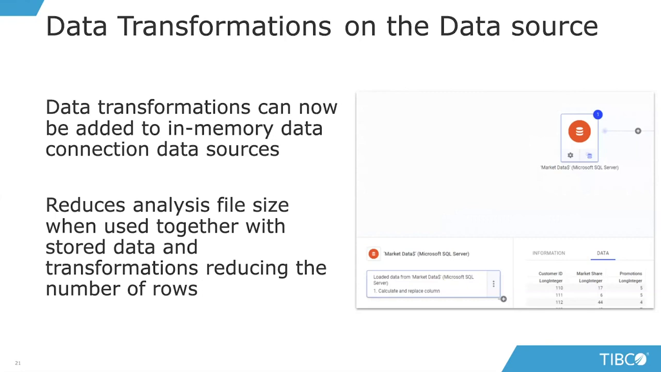A common use case for having transformations as part of the data source is to reduce the size of analysis files in the library. So when you use the ability to store transformations in the source, together with transformations that reduce the number of rows, the end result is a smaller DXP and reduced size in the library.